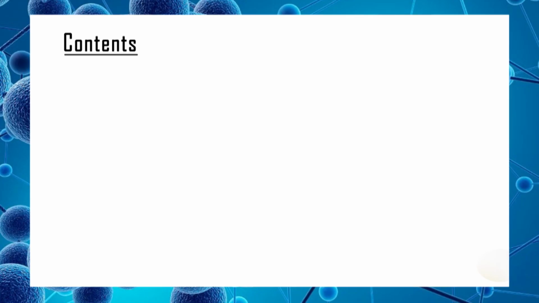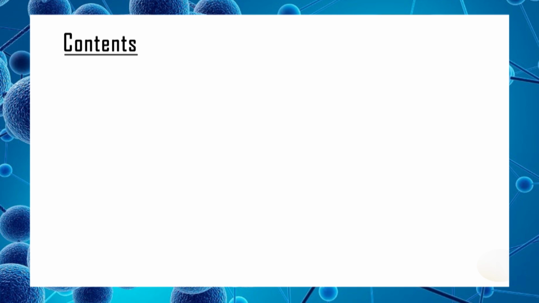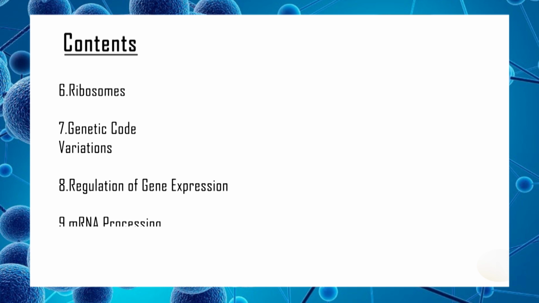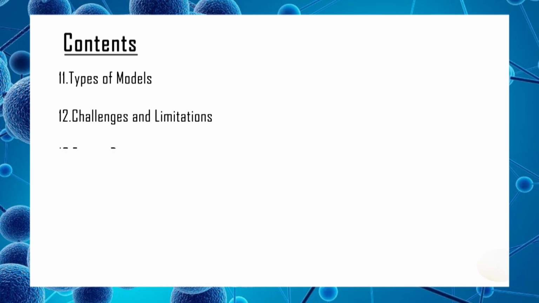The contents that we will cover in today's lecture are introduction, central dogma, we will check the genetic code, and we will see the transcription and translation process very briefly. We will also see the ribosomes, genetic code variations, and then check regulation of gene expression. mRNA processing we will discuss a little bit, and then we will move to the next part of this lecture, that is models of transcription and translation, types of models, the challenges associated with this, and at the last we will see future directions. So, let us start with the introduction.